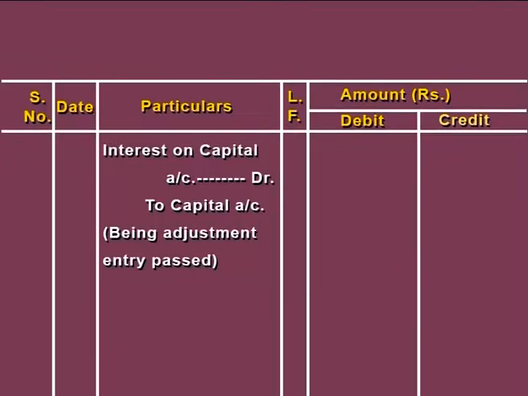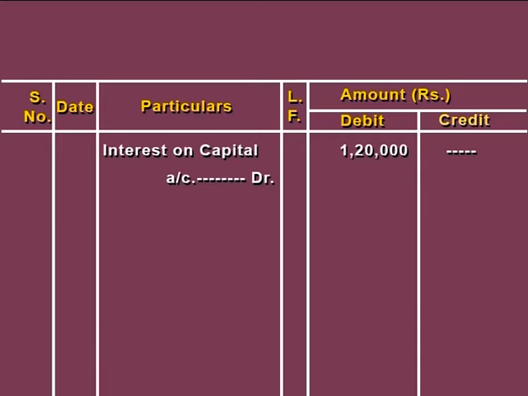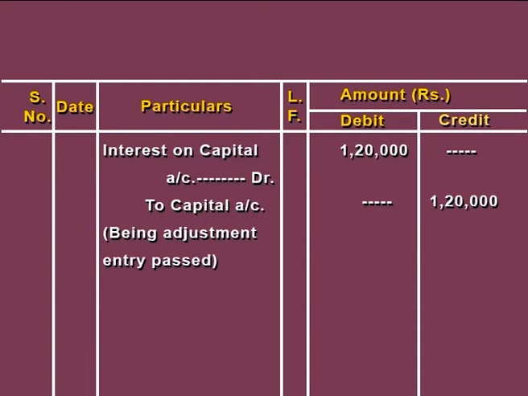The entry will be interest on capital account debit to capital account. For our example also the entry will be same, that is interest on capital account debit rupees 1,20,000, the amount of interest shown on the debit column, to capital account the same 1,20,000 rupees shown on the credit amount column of your journal. Once you have passed this entry, now let us relate it with our logical understanding on effect of this adjustment on final accounts.